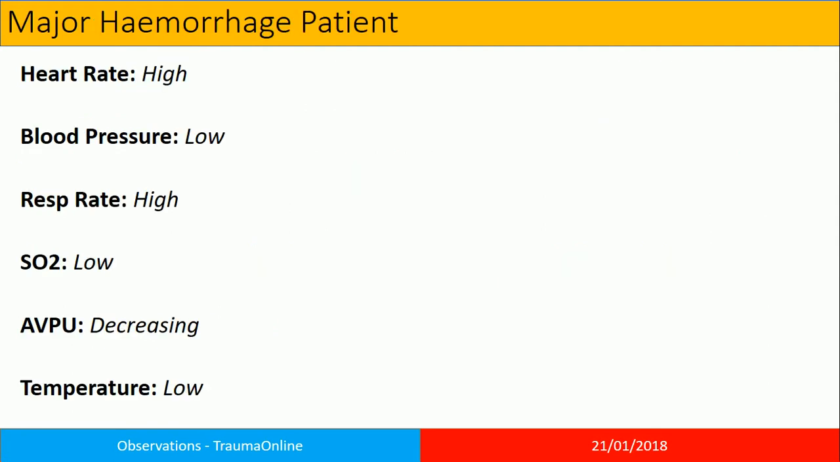So when you bring all these together, a major hemorrhage patient is likely to have a high heart rate, but a low blood pressure. They're likely to have a high respiratory rate because they are trying to get more oxygen in, but they'll be unsuccessful, so their oxygen saturations will decrease. As they're not oxygenating their brain, their consciousness level will be decreasing over time, and they may start alert but may end up unresponsive. And their temperature will be low as they have less blood in their body to keep them warm.